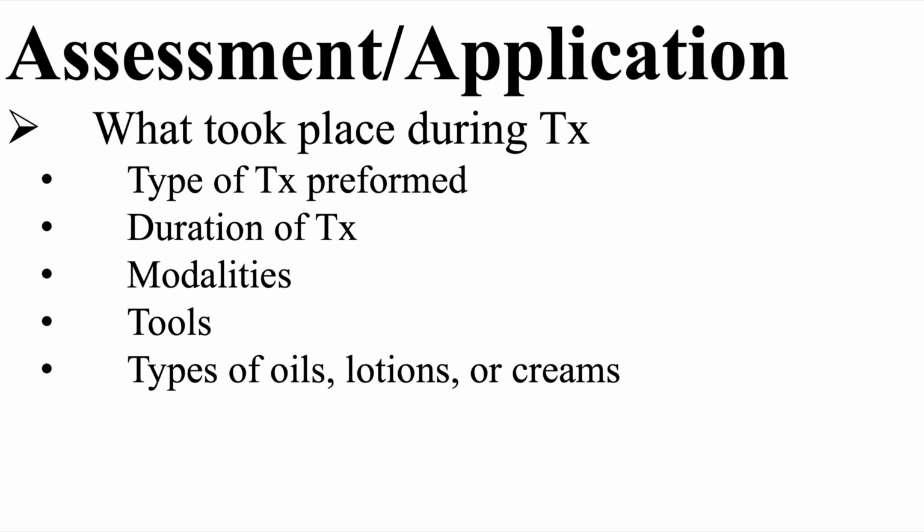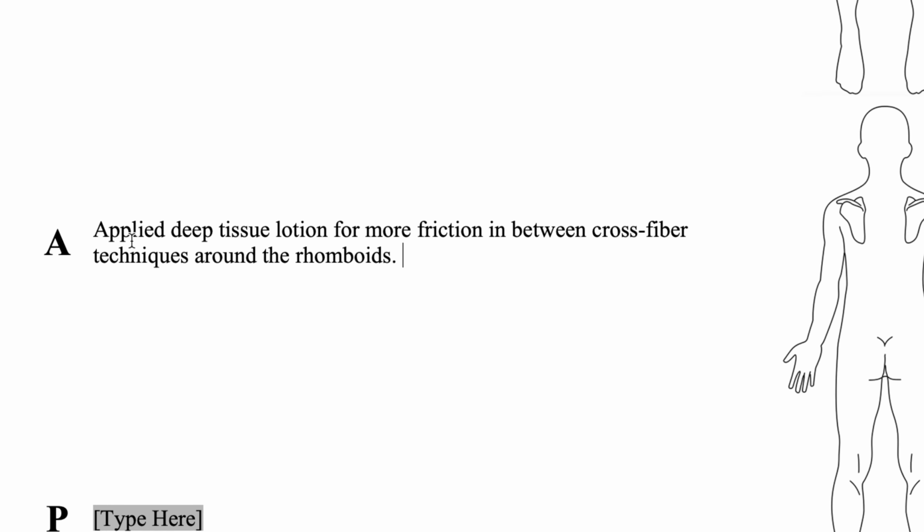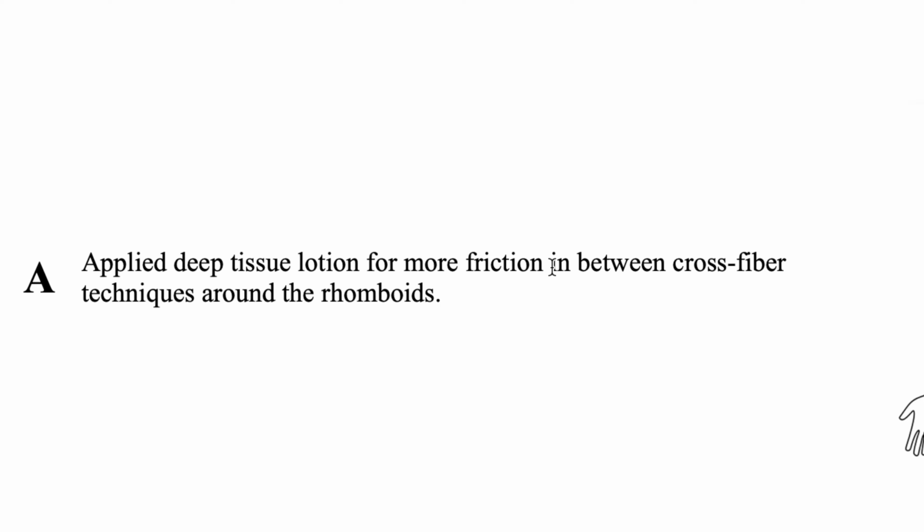What types of oils, lotions, or creams did you use? Perhaps after you performed a relaxing massage with massage gel, you switched to a lotion or a cream for a few deeper techniques, since the lotion or cream allows for more friction when performing a specific stroke rather than gliding so easily. For example, apply deep tissue lotion for more friction in between cross-fiber techniques around the rhomboids.